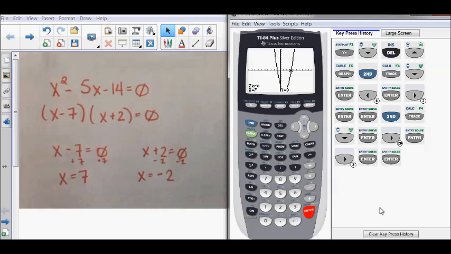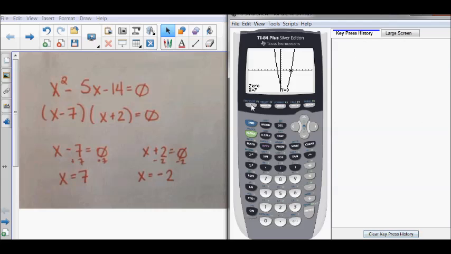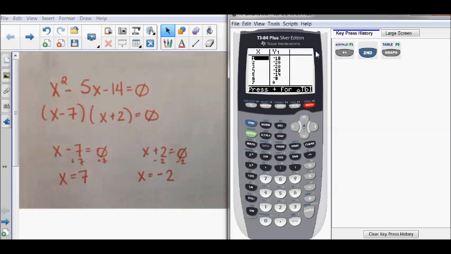So now I'll show you a second way that we can determine the solutions. I'm going to go ahead and clear my key press history. Go back and look at our equation, x squared minus 5x minus 14. And we're going to use the table function. The table function is right above the button that says graph. So I'll press second and graph. And this gives me a table of values.